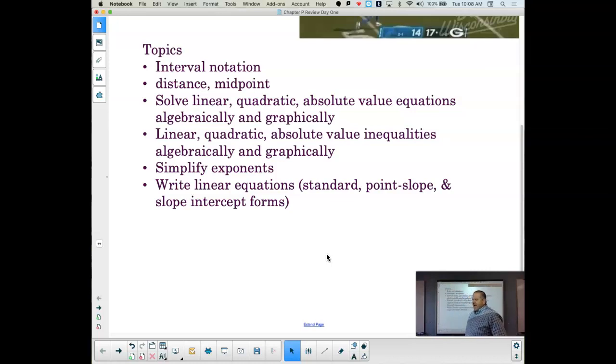Simplifying exponents, we should know our exponent rules, and then writing linear equations in all three forms: standard, point slope, and slope intercept form. So you should know those three forms when you get into the test. Okay?